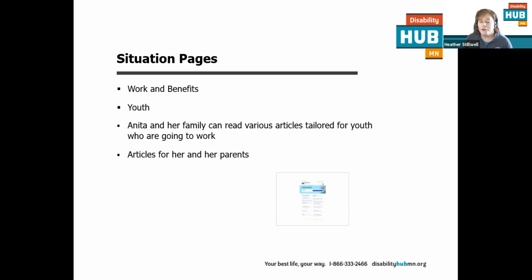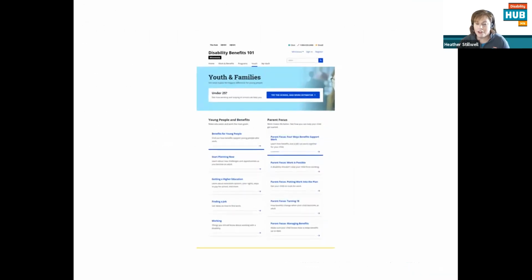So when she goes to DB 101, she'll be able to look at articles about the benefits that are available and how they're affected by work, and they're laid out in a couple of ways. One way is by program, and one way is by situation. On the situation sections, that might be helpful to Anita would be the youth section and the work and benefits section. Both of these are tailored articles for younger people and people who are exploring work opportunities.